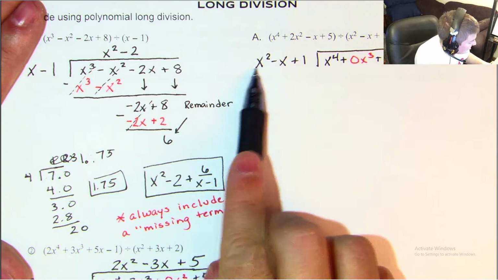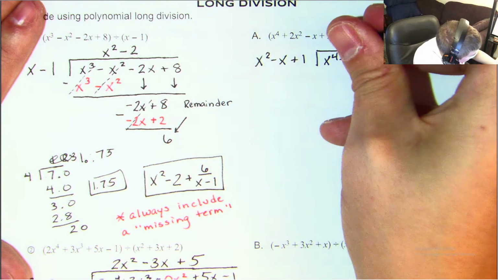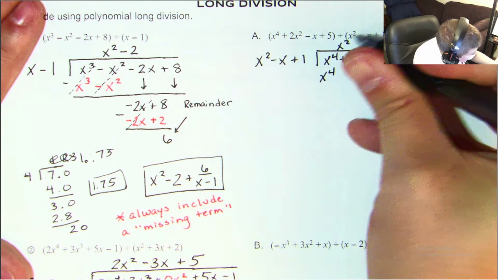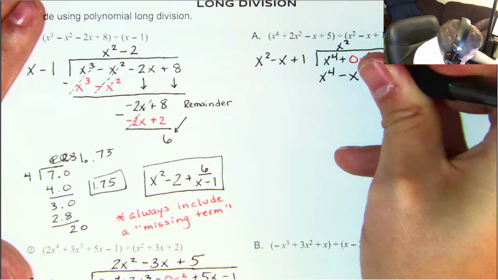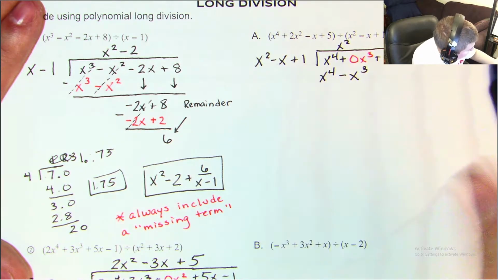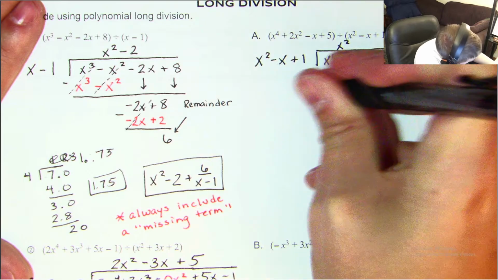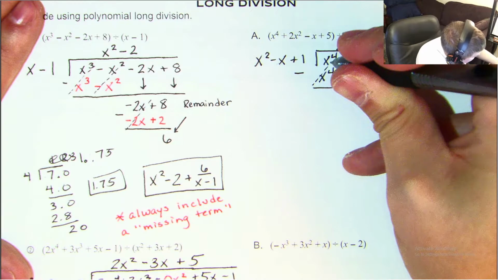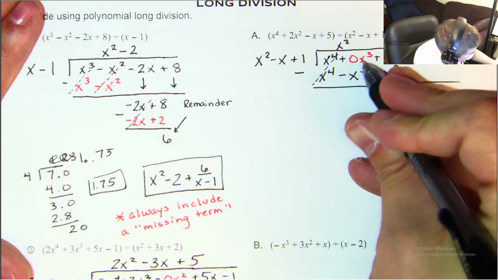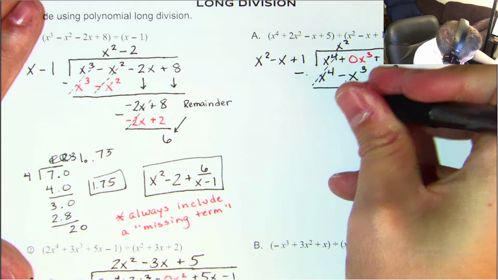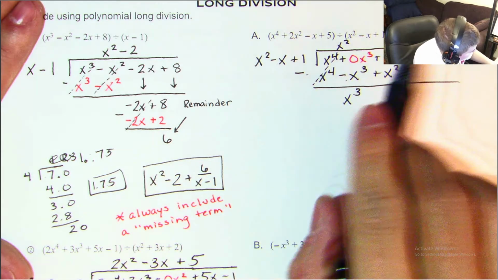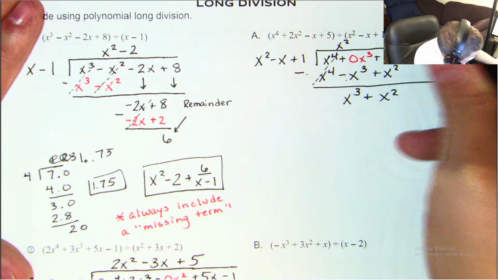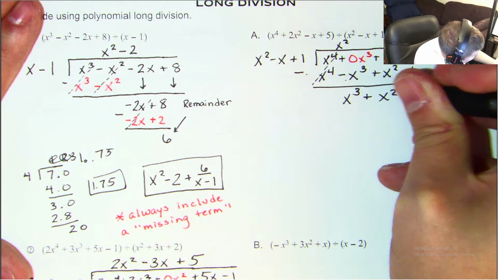What do I have to multiply x squared by to become x to the 4th? Well, I have to multiply by x squared. x squared times x squared is x to the 4th. x squared times negative x is negative x to the 3rd. x squared times 1 is x squared. And I subtract. I can cancel these out. 0x cubed take away negative 1x cubed is a positive x cubed. 2x squared take away x squared is 1x squared. And then these have nothing to combine with, so I'm just going to drop them down.